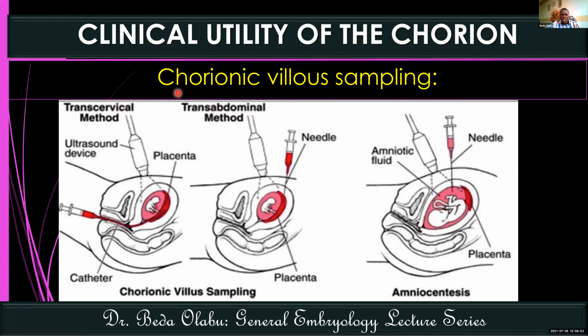So the disadvantage of chorionic villus sampling is that it's a high-risk procedure. This procedure can lead to bleeding at the chorion and sometimes even a lot of bleeding and termination of the pregnancy. So that's the disadvantage, which makes amniocentesis safer when compared with chorionic villus sampling.